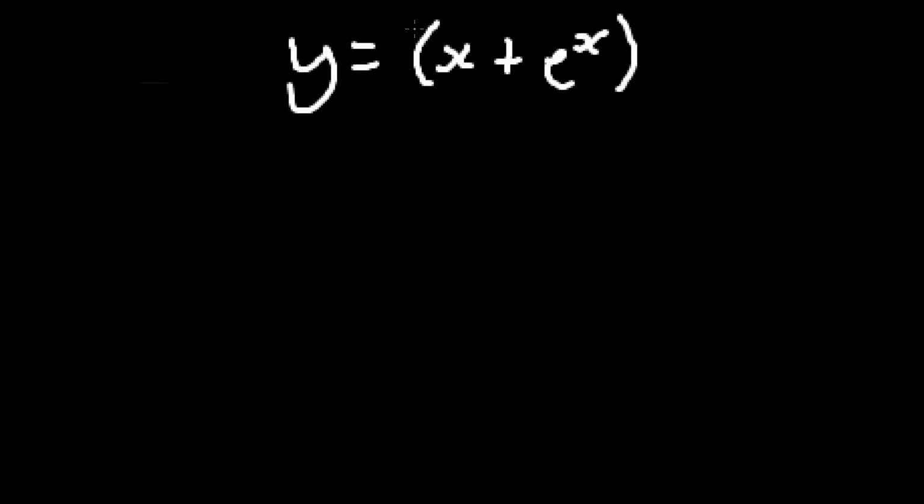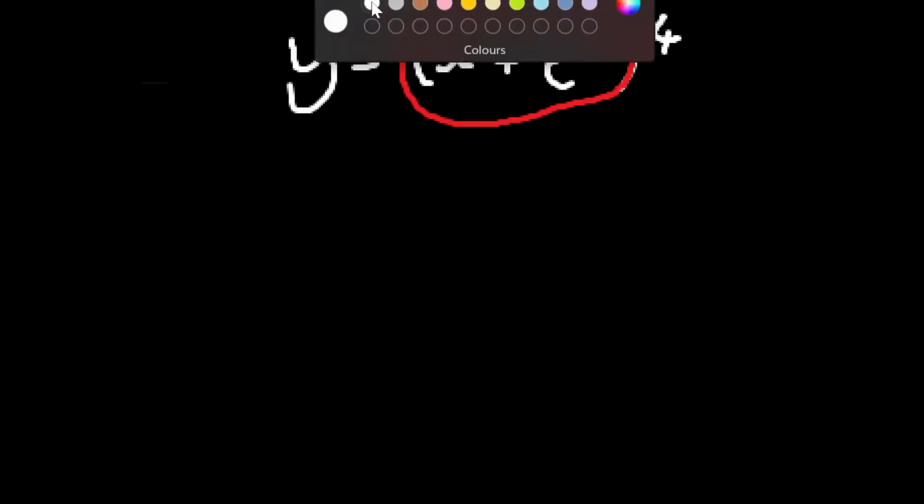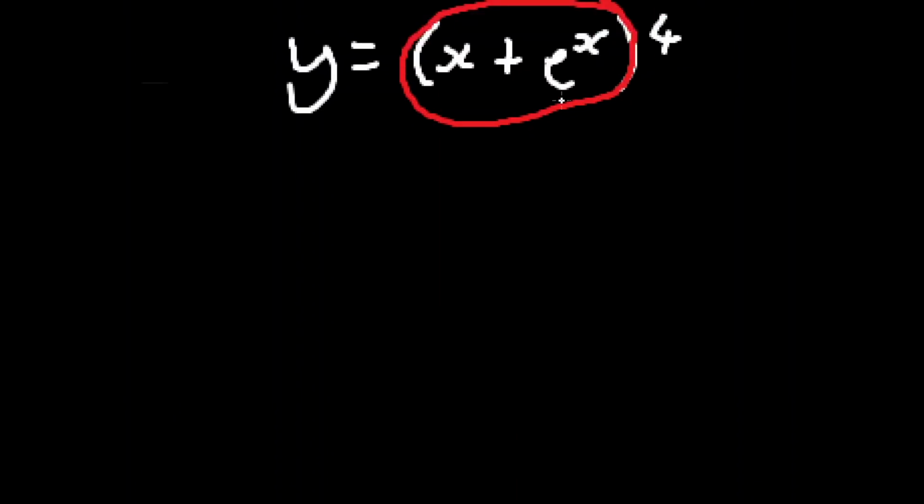We are trying to find the differential of y is equal to (x plus e to the x) to the power of 4. Now, this is a chain rule. We can see that there is one function, this x plus e to the x, inside of to the 4. So really simply, let's break it down and just differentiate what happens if we have this other function.